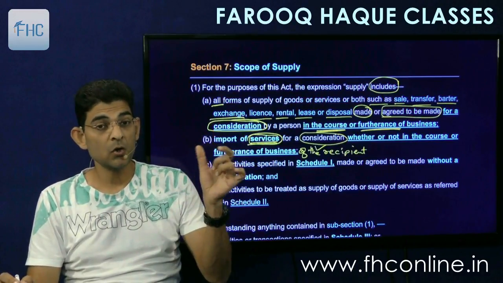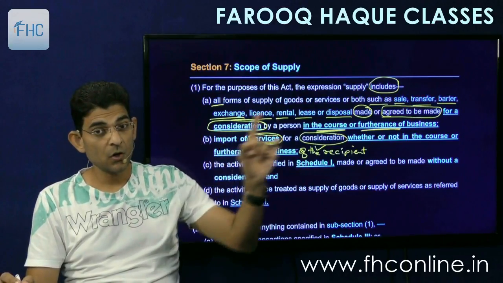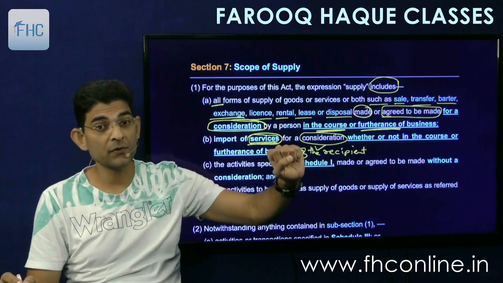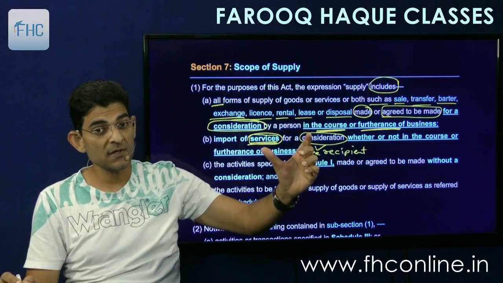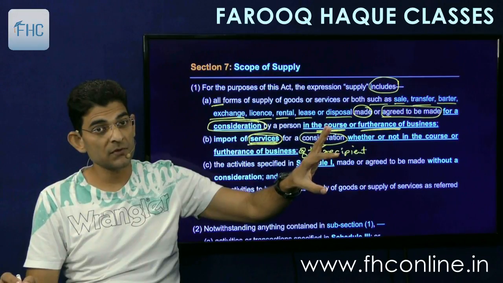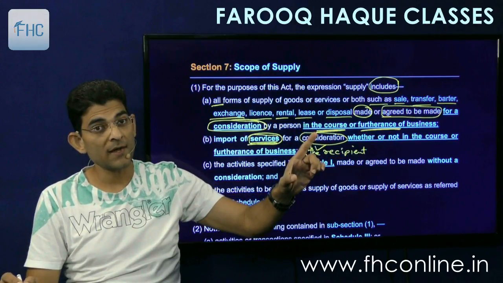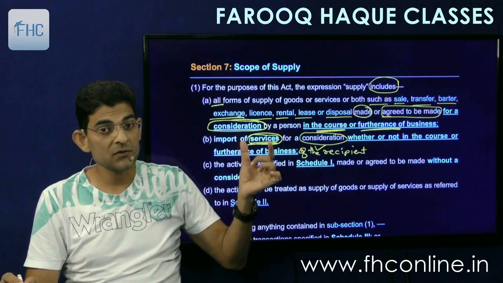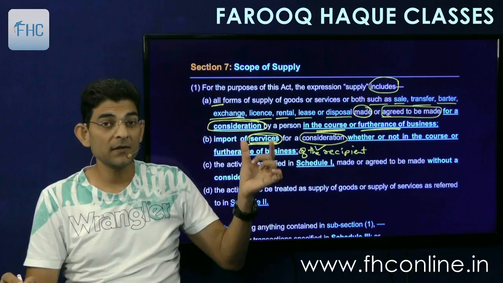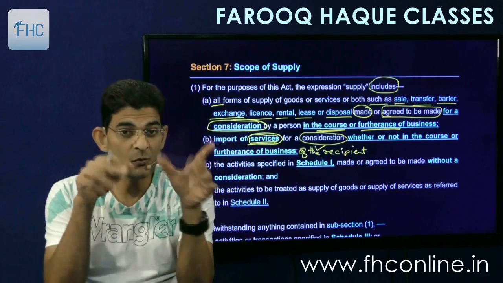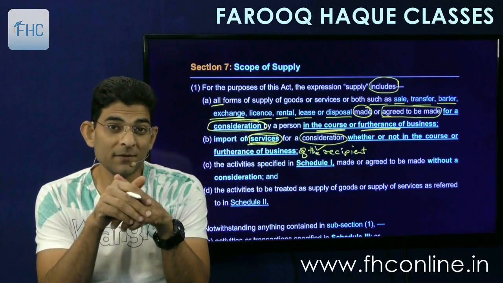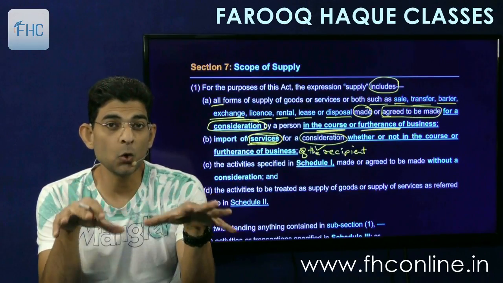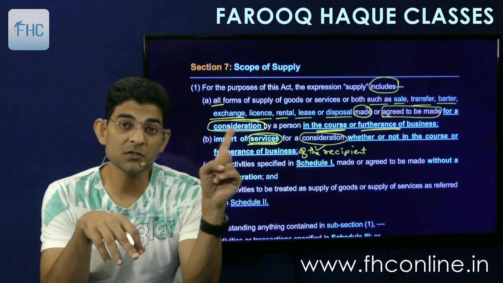So understood? Clause B is an exception of this point in clause A, the characteristic that it should be in the course of furtherance of business. So clause B says that even if it is not in the course of furtherance of business, it will still be called as supply if there is consideration and it is import of service. Right? Now, as I told you earlier, that import of goods is not covered here because import of goods is not directly covered under GST law. It is governed by Customs Act.